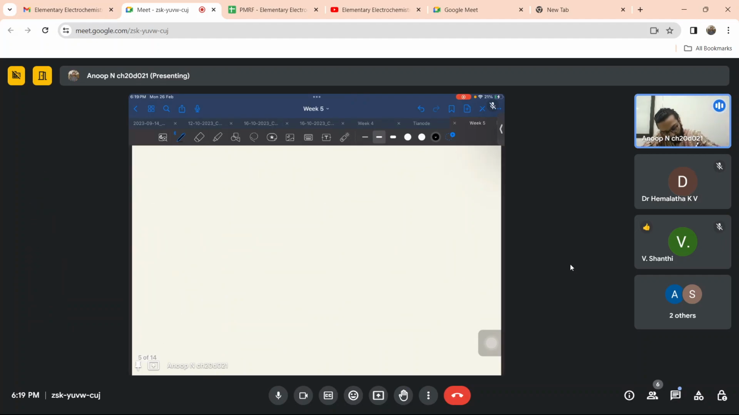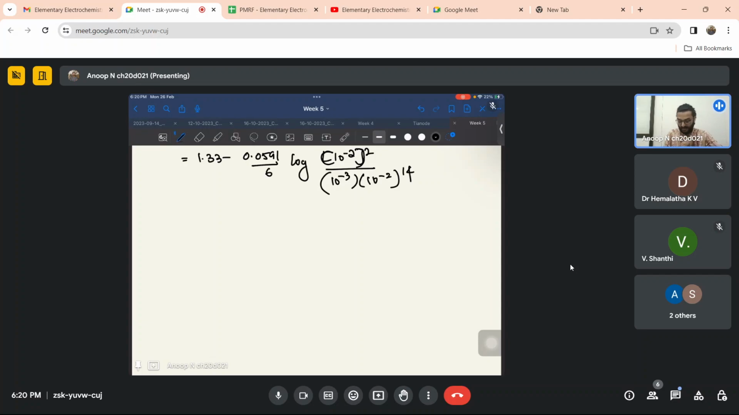So just substitution now: E is equal to 1.33 minus 0.0591 divided by 6 log of 10 raised to minus 2 whole square divided by 10 raised to minus 3 into 10 raised to minus 2 whole raised to 14. So we just solve it. It will be 1.33 minus 0.0591 divided by 6 into 27, which is nothing but 1.064 volt.